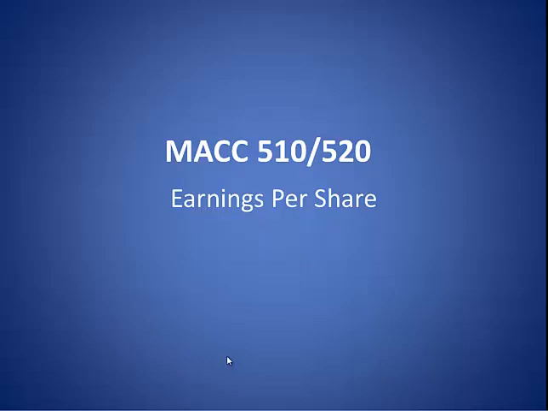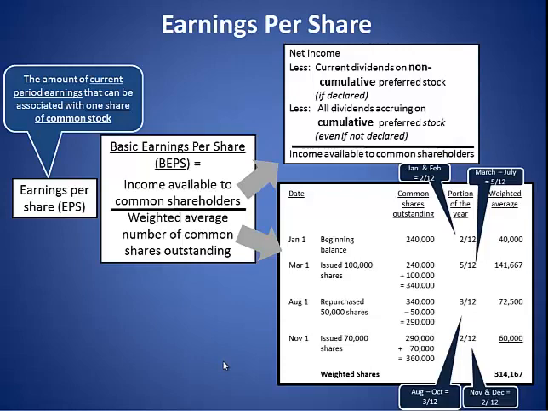This is a video on calculating earnings per share. Now, if we wanted to find earnings per share, it is called the amount of current period earnings that can be associated with one share of common stock, and we call it earnings per share. There are several different categories of earnings per share. The category that we're going to deal with right now is what is called basic earnings per share, or BEPS.